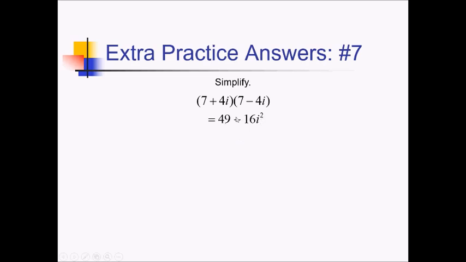So this is really 49 plus 16, because you've got negative 16 times negative 1, so plus 16, and that leaves us with 65.